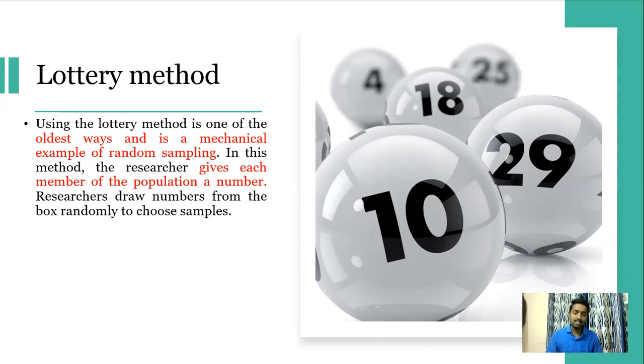In the same way, in sampling, they are going to choose the members of the population randomly out of the box. They are going to pick a person randomly, whosoever's name or whichever number comes out of the box, they are going to pick him as a sample. That's why I put a display picture of 10, 29, 18, 25, 4, because every individual will have a number, and they pick the number out of the box and are selected as a sample.